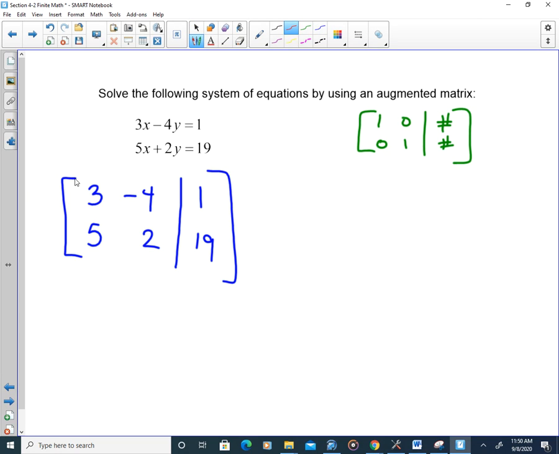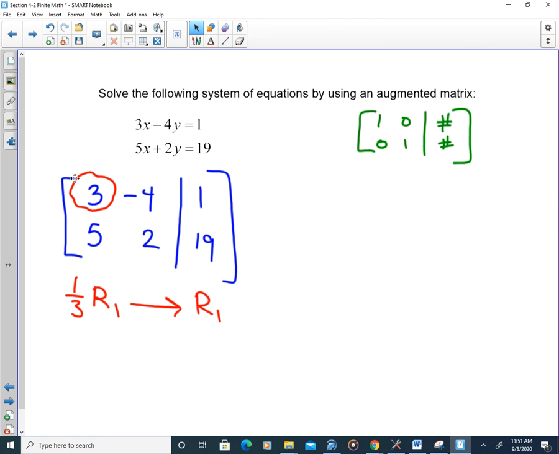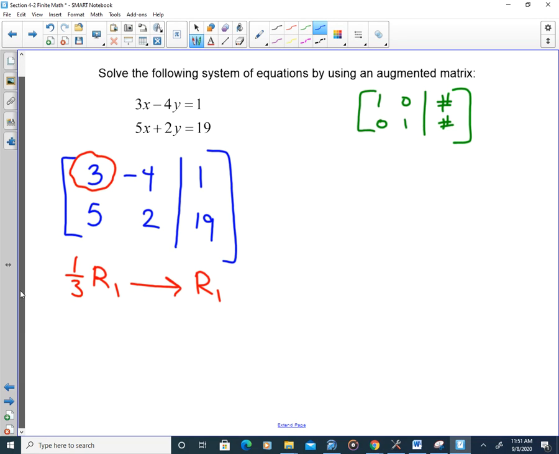Okay, so let's take a look. I want to make this element here to be a 1. I'm not seeing a really easy way to get that to be a 1 without avoiding fractions. In the last example, I said avoid fractions if you can. But here, it doesn't look like we're going to be able to avoid fractions. So what I could do, if I want that element here to be a 1, I could take 1/3 times row 1 and then just replace row 1. So that means row 2 is staying the same. So let's just copy down row 2.